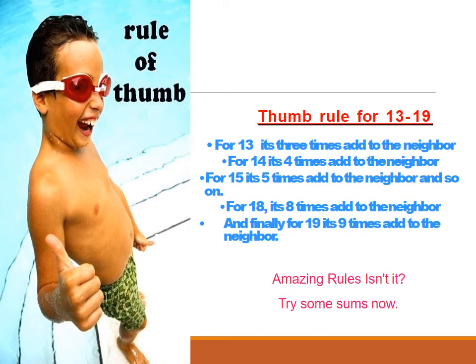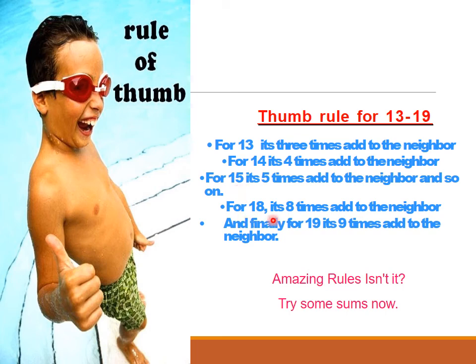Okay, now rule of thumb. So now thumb rule for 13 to 19. For 13, it's 3 times like we did in 12. We doubled and added to the neighbor. In 13, you will triple and add. In 14, you will multiply it by 4 and add to the neighbor. And in 15, it's 5 times, add to the neighbor, and so on.